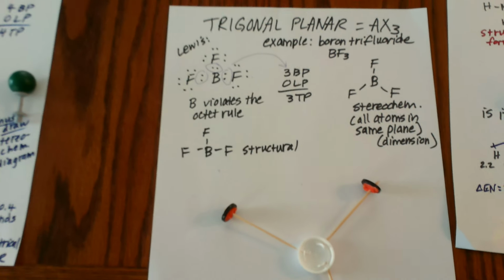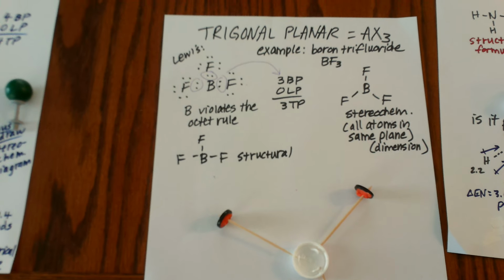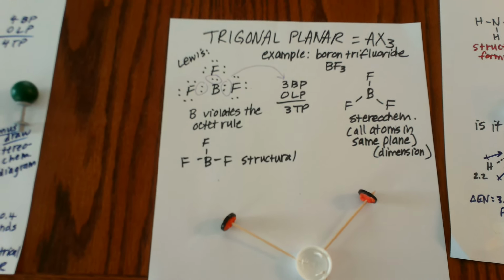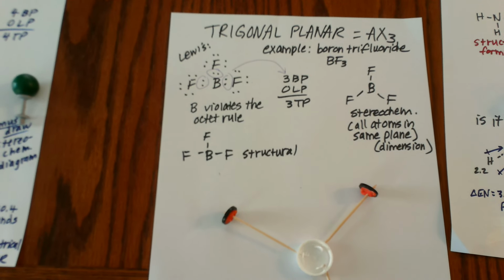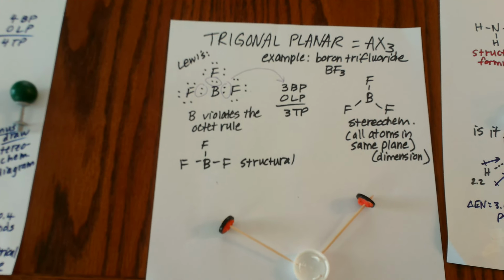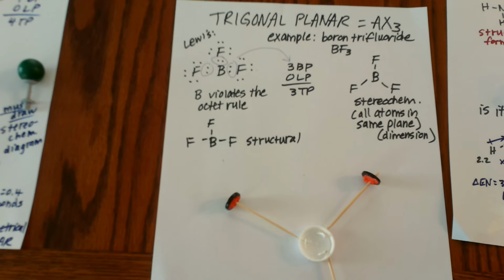Okay? Trigonal planar. I had to make this one up. I didn't have the actual molecule. So here's our example, boron trifluoride. Now boron is an atom that violates the octet rule. So we've got our Lewis diagram, 3 bonding pairs, 0 lone pairs, total of 3 pairs. And this makes it trigonal planar.